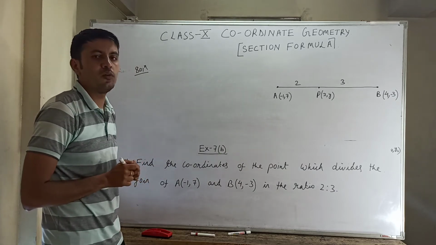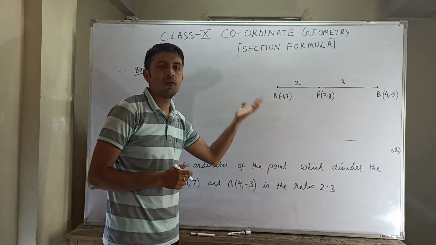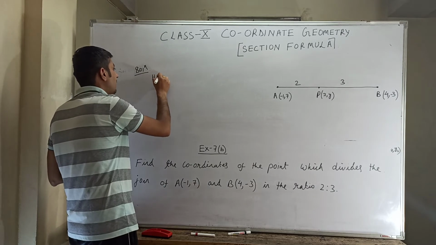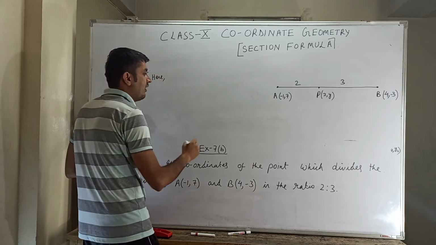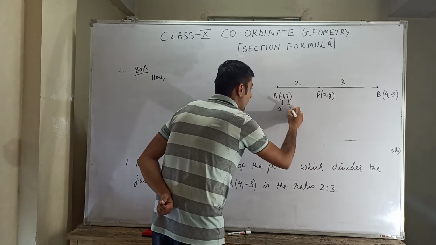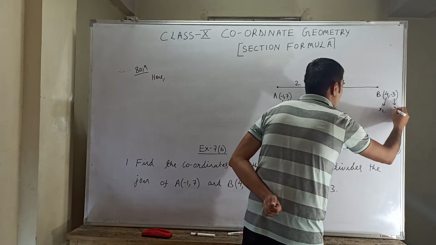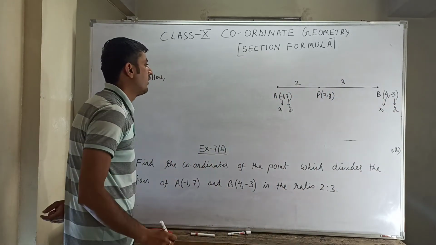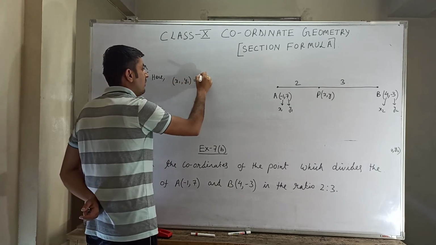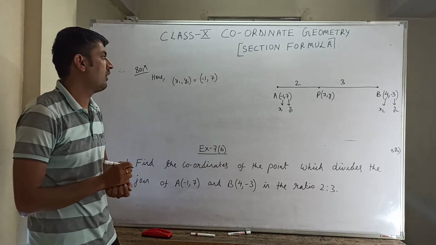What you have to do is identify what is x1, what is x2, what is y1, what is y2. Here you can identify it: this is x1, this is y1. This is x2 and this is y2. So you can write it down here. What is x1, y1? Your x1, y1 is -1 and 7.